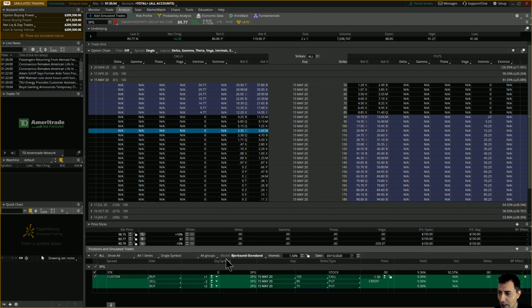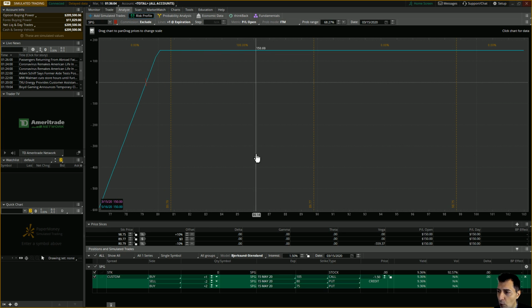Earlier they said you do it for free. Well, it's better than for free. You do it for a credit. And if you look at the risk profile graph, you would understand well what's going to happen.